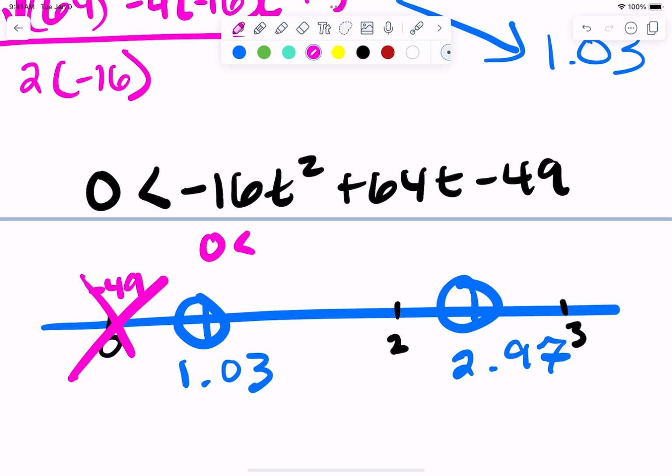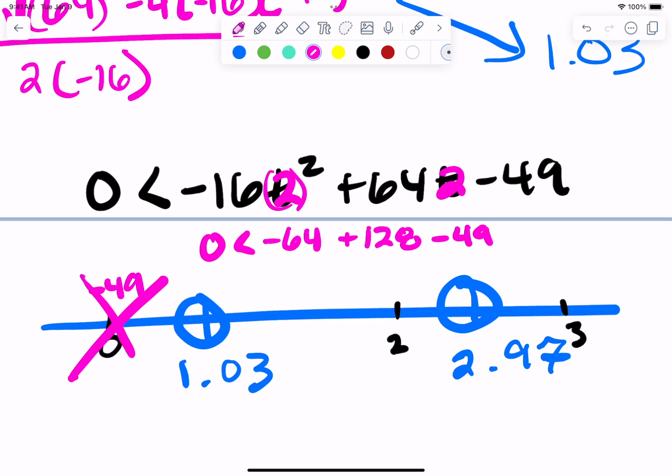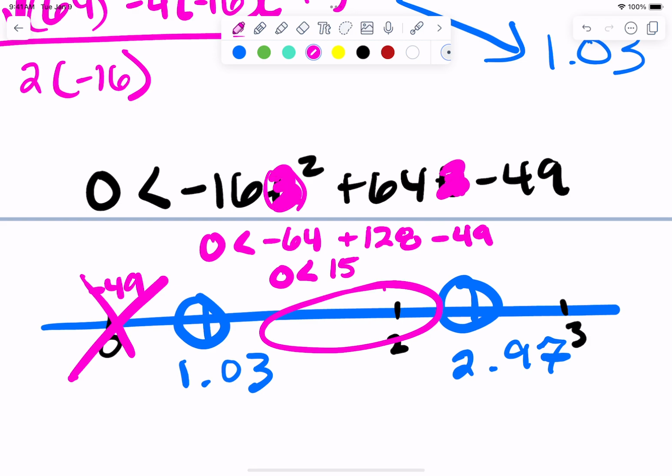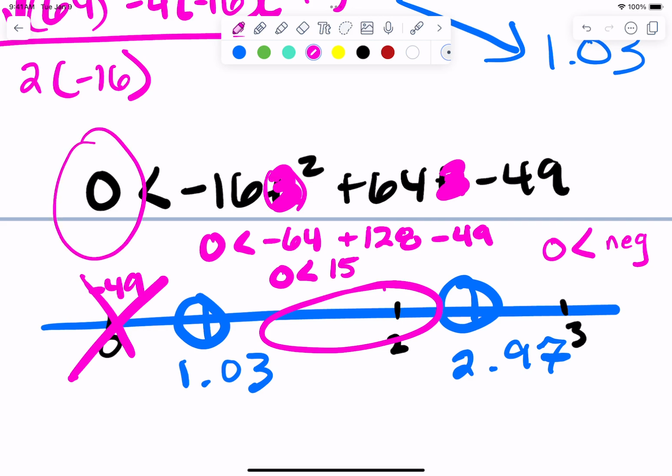If I plug 2 in, negative 16 times 4 is negative 64, plus 128, minus 49. That is 15. Is 0 less than 15? Yep, you betcha. If I plug in 3, you get a negative number. 0 less than whatever 3 gives. It's not going to work if I plug in 3.